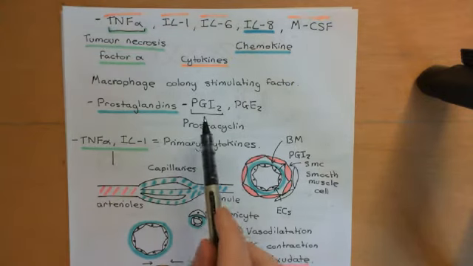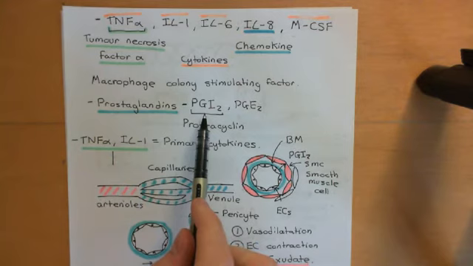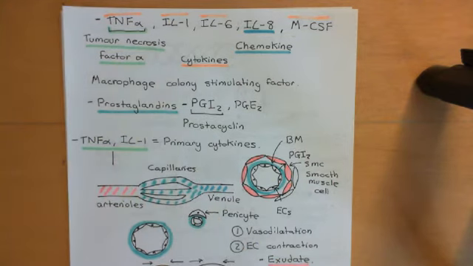Two of these that we looked at were prostaglandins. Prostaglandin I2, also called prostacyclin, is pro-inflammatory. It causes vascular smooth muscle cells surrounding the arterioles to relax and therefore causes vasodilatation of the arterioles, which increases blood flow to the affected area.